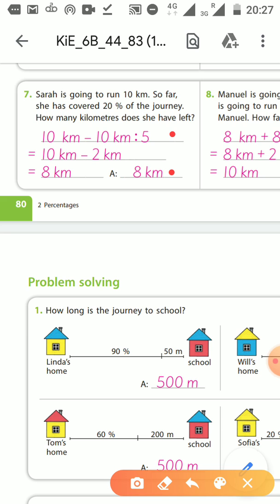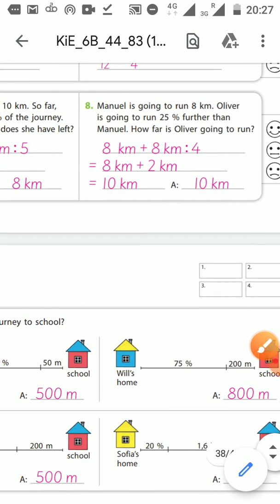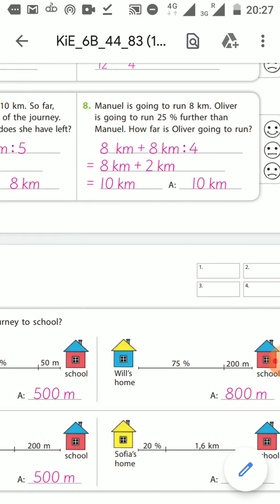If we move along a bit to the next question, question 8. This time Manuel's going to run 8 kilometers. Oliver's going to run 25% further. So you've got to add 25% onto 8. Hopefully you know already that 25% of 8 is 2. So your answer is 10 kilometers.